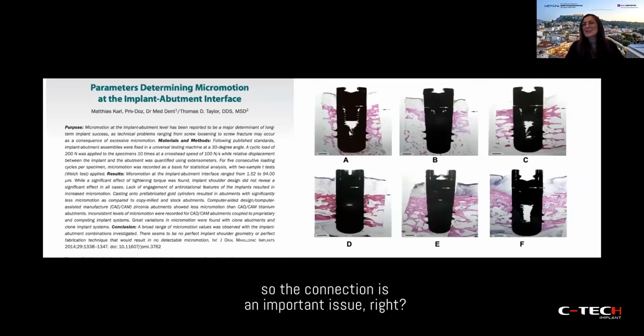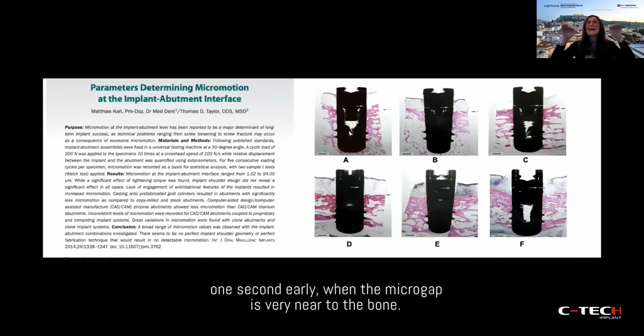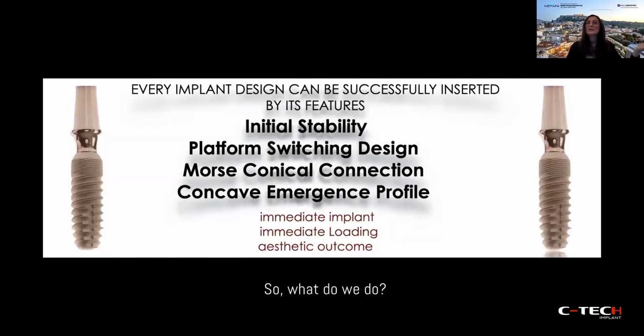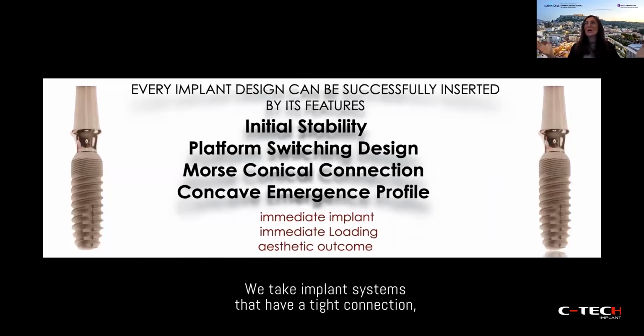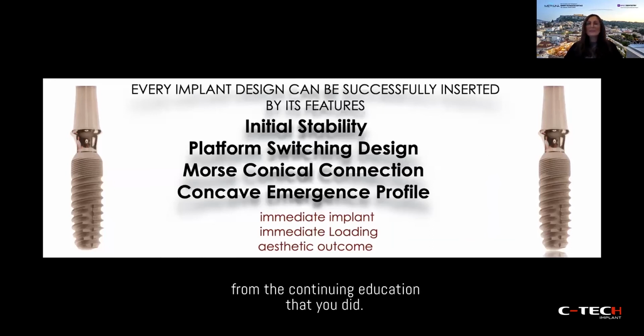The micro motion, so the connection, is an important issue, right? And you know this Frankfurt study, for sure. There are two different studies, left and right, but the right picture probably you know, and you saw that micro motions also give bone loss, and micro motions happen when the connection is not tight enough. Secondarily, when the micro gap is very near to the bone. So what do we do? We take implant systems which have a tight connection, as little micro motion as possible, and the least micro gap, and we move the micro gap away from the bone level, which is called the platform switching design, which is probably the most familiar thing that you know from the continuing education which you did.